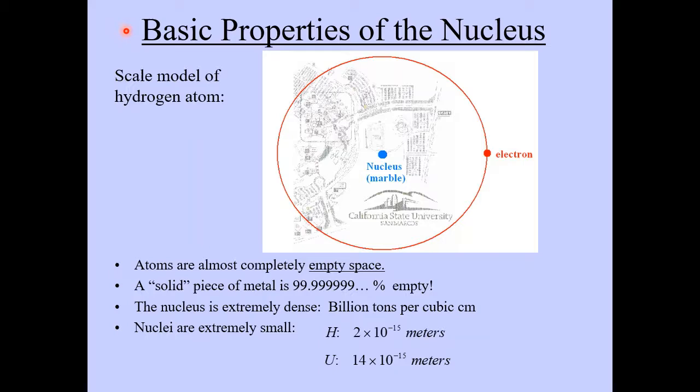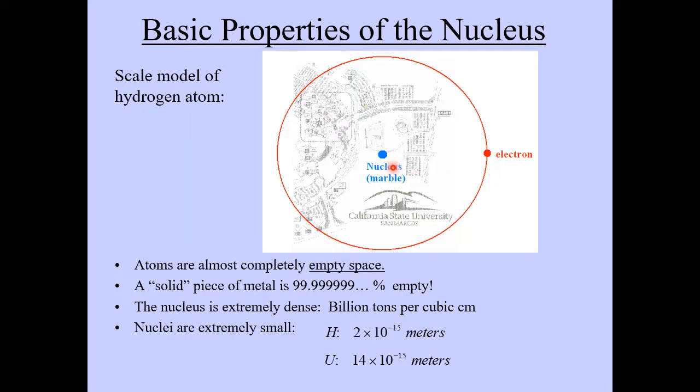Let's look at a few more of the basic properties of the nucleus. We already got a sense that the nucleus was extremely tiny, even compared to the tiny atom that it sits inside of. Another way to look at this is if we tried to make a scale model of a hydrogen atom. Now remember, a hydrogen atom is very simple. It just has a single proton for the nucleus, and it has a single electron that orbits around the nucleus.